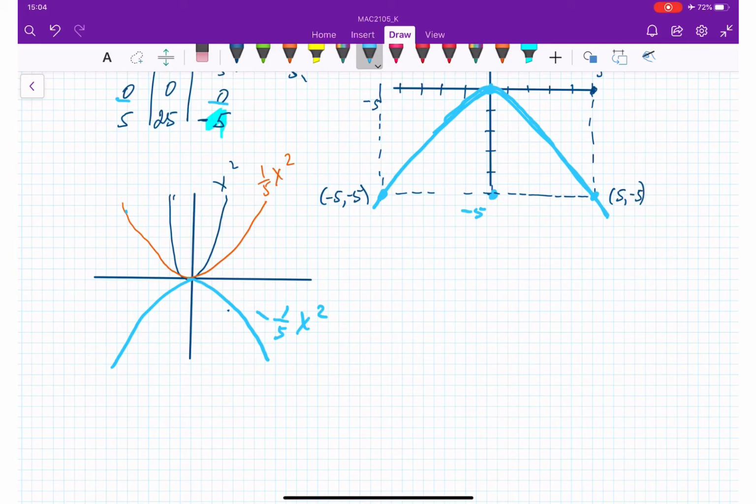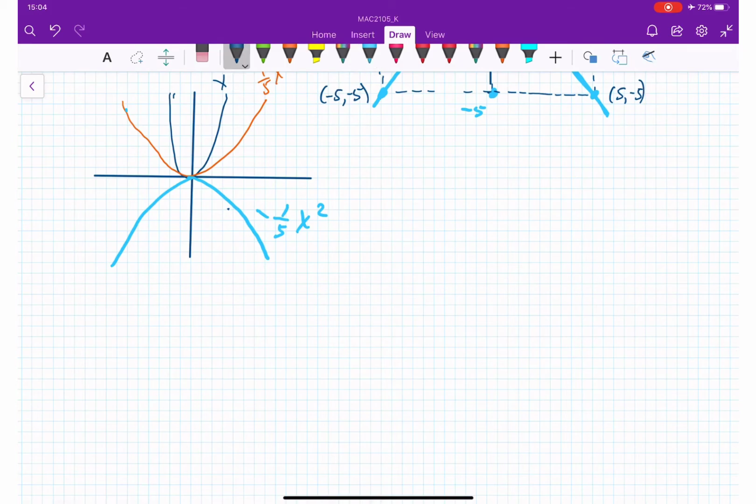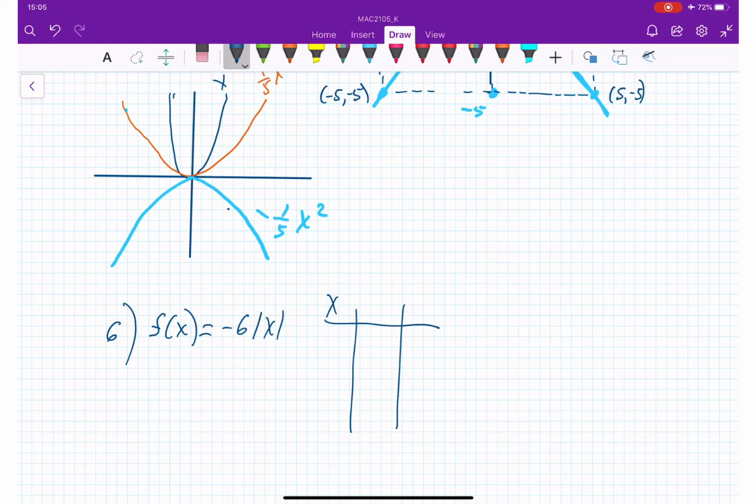Question number 6. f of x equals negative 6 absolute value of x. All right, we learned already how it will look, negative 6 absolute value of x. So if my x is 1, right? Okay, let me do it real quick here. Absolute value of x, negative 6 absolute value of x.